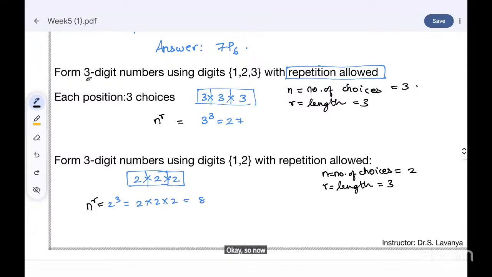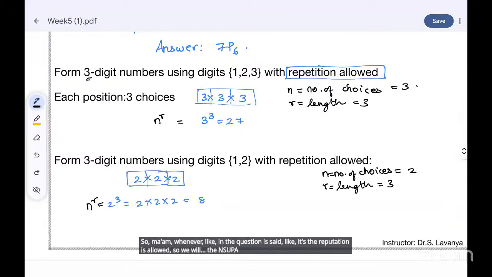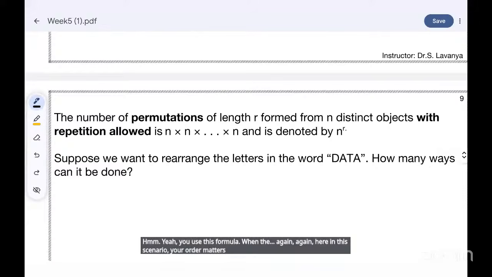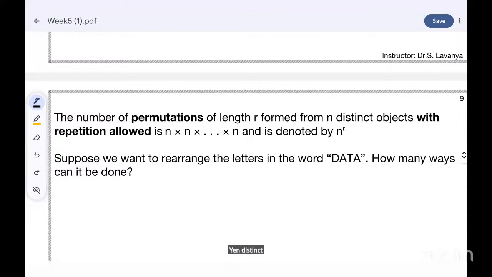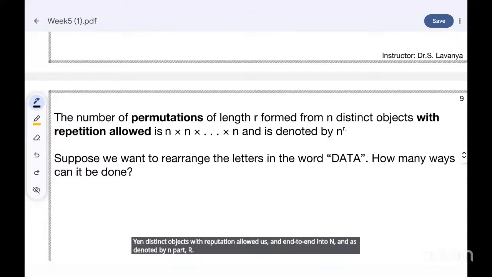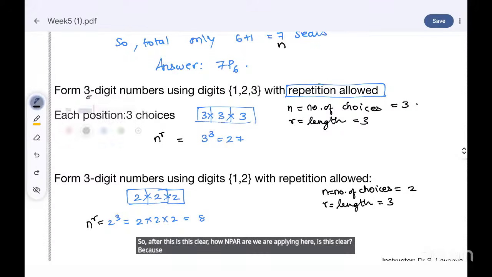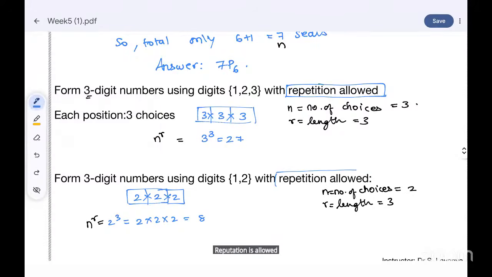Ma'am, whenever the question says repetition is allowed, we will use the n power r formula. Yes, you use this formula when, in this scenario, order matters. So the number of permutations of length r formed from n distinct objects with repetition allowed is n into n into n, r times, and is denoted by n power r. So up to this, is this clear? How n power r we are applying here, is this clear? Because in both these scenarios, repetition is allowed. That's why the formula is now different. Is this clear? Yes, sir.